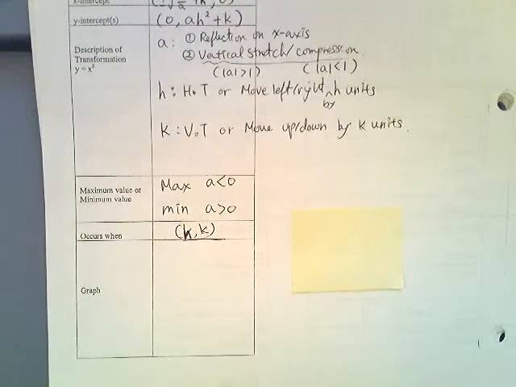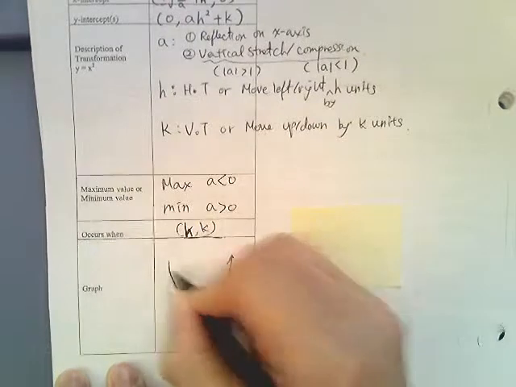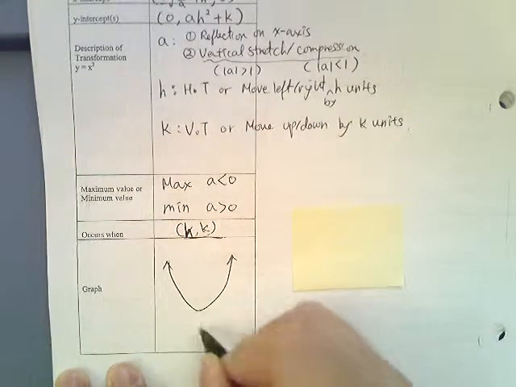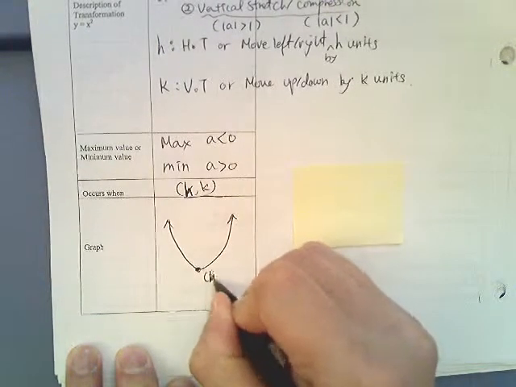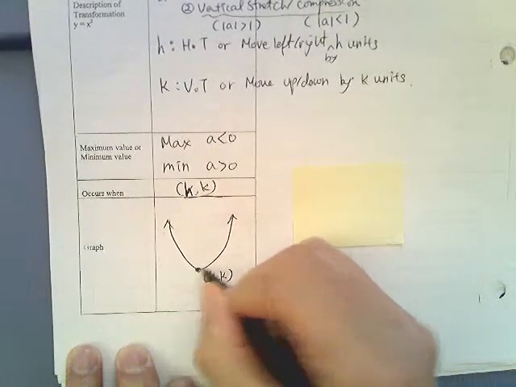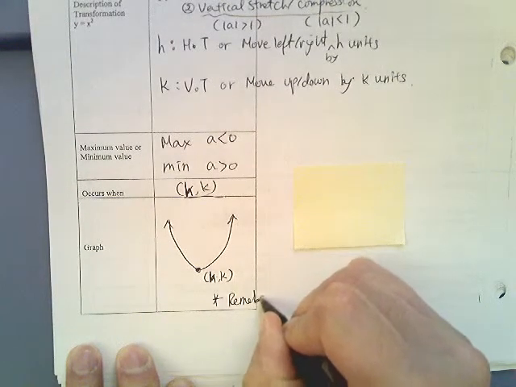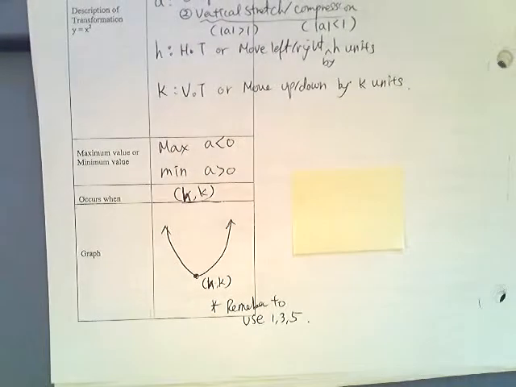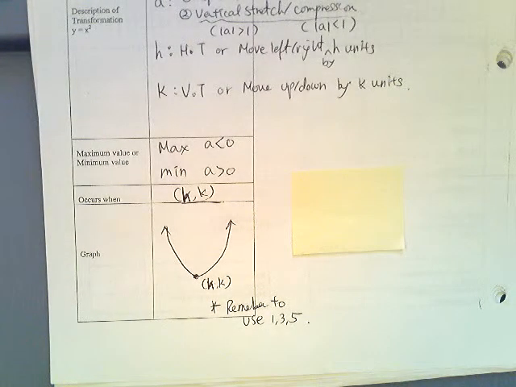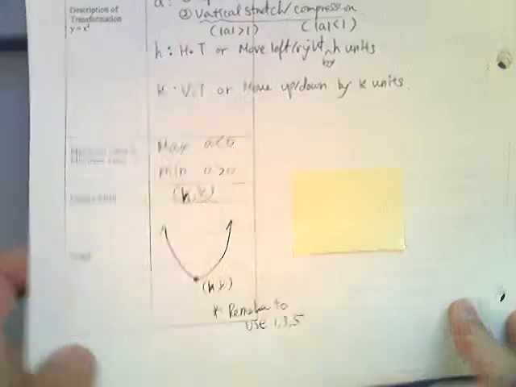Now, the graph, I'm not going to go into this. The graph can be anywhere pretty much. However, what happens is this or that, or the upside down, doesn't really matter. This is always the vertex point. And then remember to use 1, 3, and 5. You know what I mean by 1, 3, and 5 by now. You should know 1, 3, 5 and what it means. If you don't know, you have to try harder.